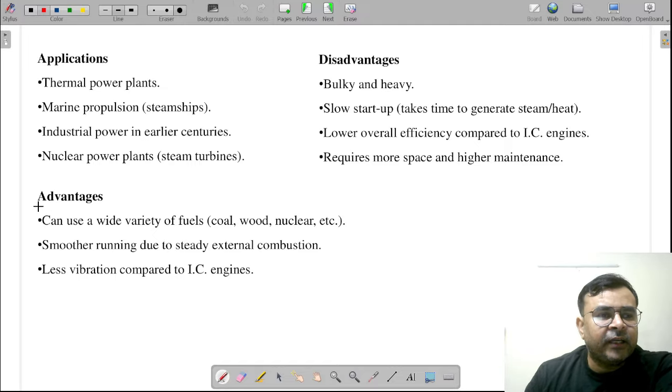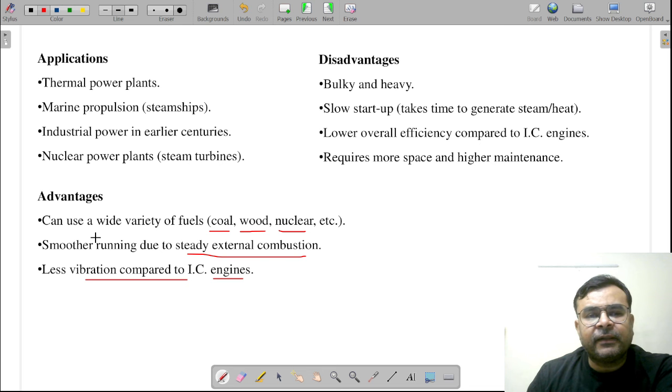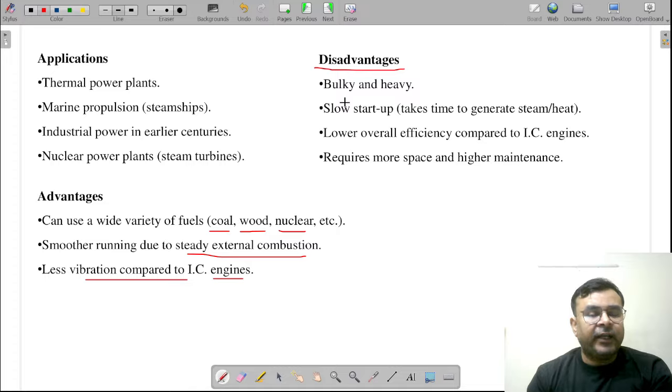Is it right? And if I talk about advantages, it can use a wide variety of fuel. Like you can see, we can use coal, we can use wood, we can use nuclear energy. Many varieties of energy can be used to run the engine. Okay. Smoother running due to the steady external combustion, less vibration compared to the IC engine. So these are some advantages of the external combustion engine. But apart from these advantages, there are many disadvantages also. This engine is very bulky and heavy, so it cannot be directly used to run a vehicle or a locomotive. And obviously it is a slow start engine.